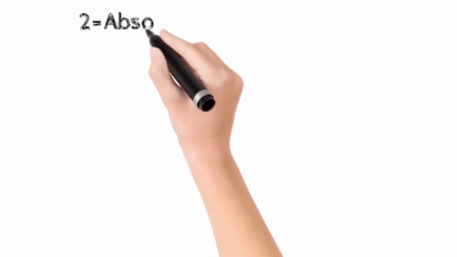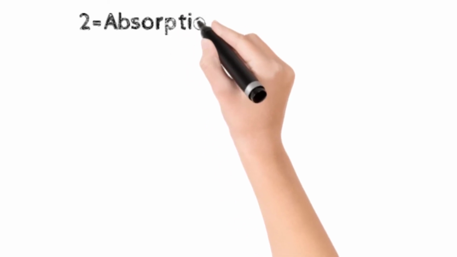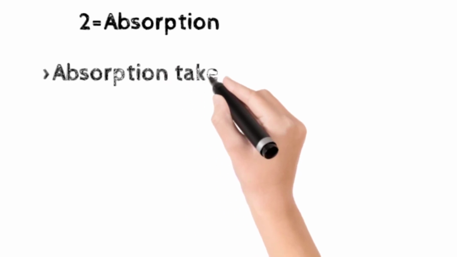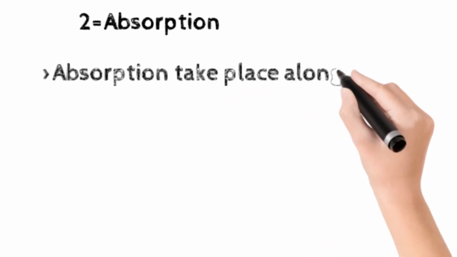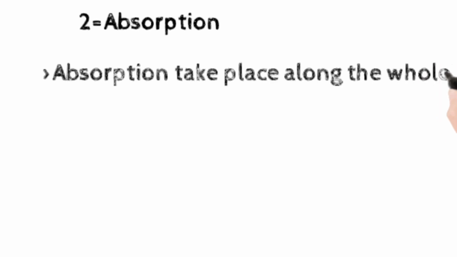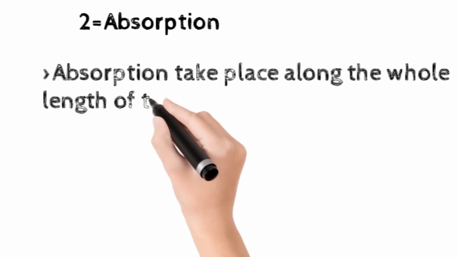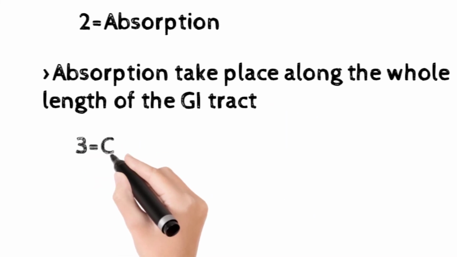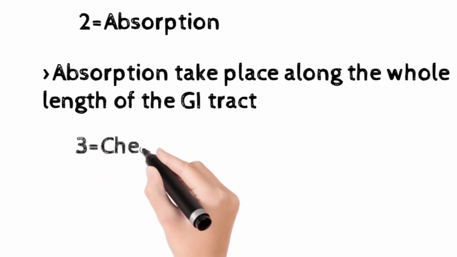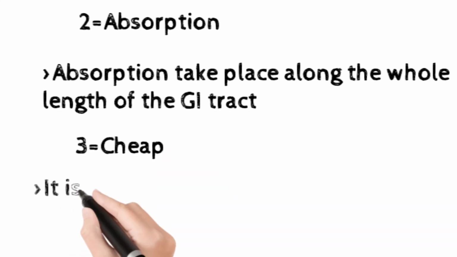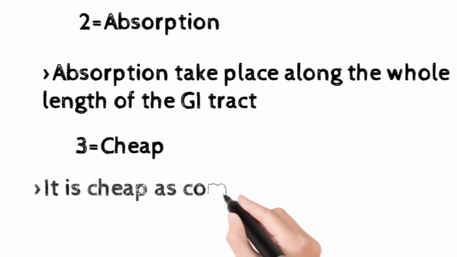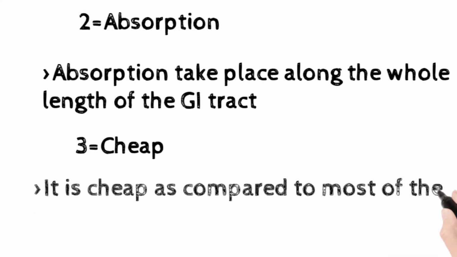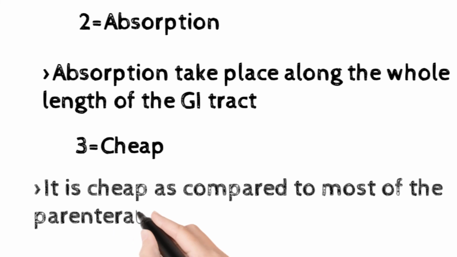Now come to the cake. In cake, C, after C this is the A. A mean absorption. Now absorption takes place along the whole length of GI tract. This is the second advantage. The third advantage is CAC, next C is the cheap. Mean oral route is a cheap route as compared to most of the parenteral routes.